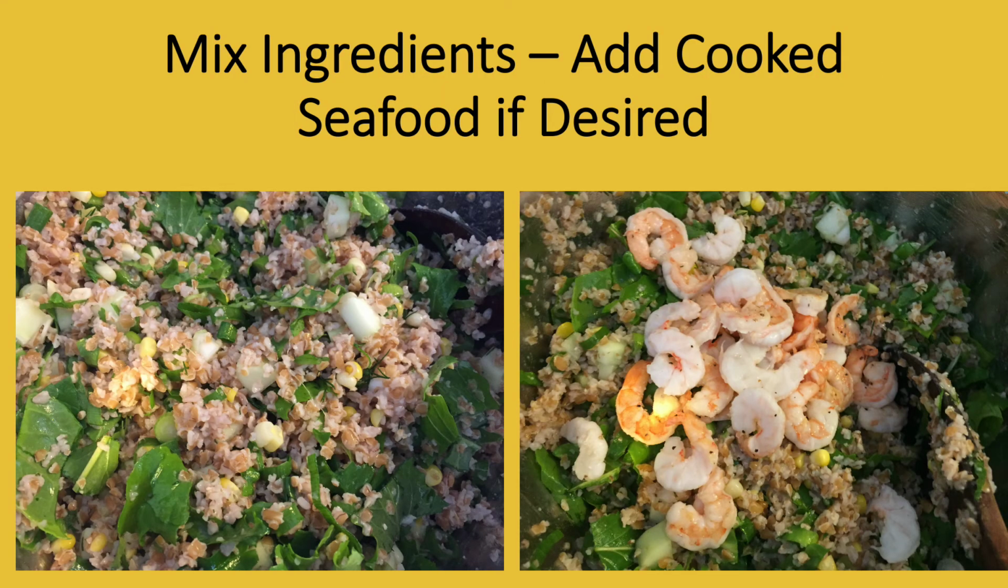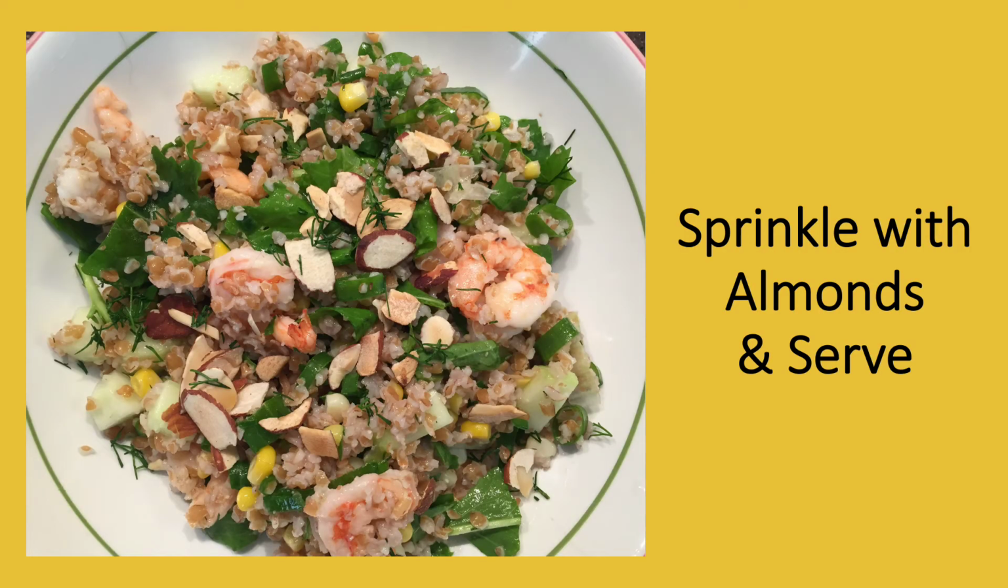Mix the chopped vegetables, dressing, and bulgur together. Add cooked seafood if you wish. Sprinkle with the toasted almonds and serve. With seafood added, this makes a beautiful one-dish meal for any time of day.